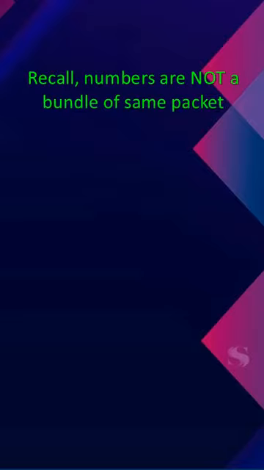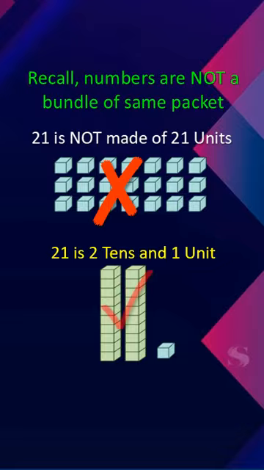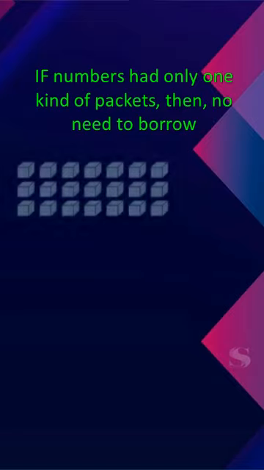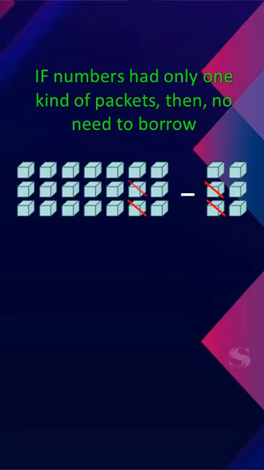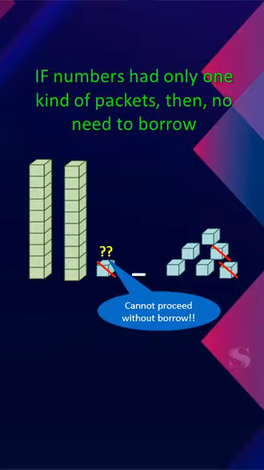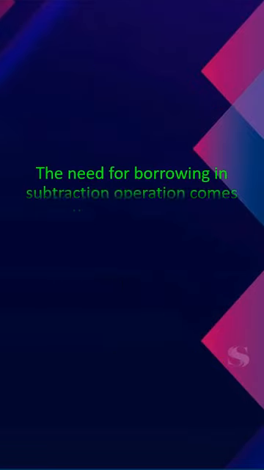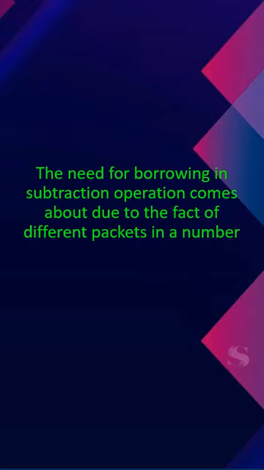The need to borrow is applicable to numbers also, because numbers are not a heap of one size of packets of quantity. Borrowing of quantities is between packets. If there were only one kind of packets of numbers, there would be no need for borrow. But numbers in the decimal number system are bundles of different kinds of packets. 21 minus 6 can proceed only when a 10 packet is borrowed from 21 and decomposed into 10 units. The need for borrowing comes about due to the fact of different packets in numbers. This is a very significant logical and conceptual understanding of numbers themselves.